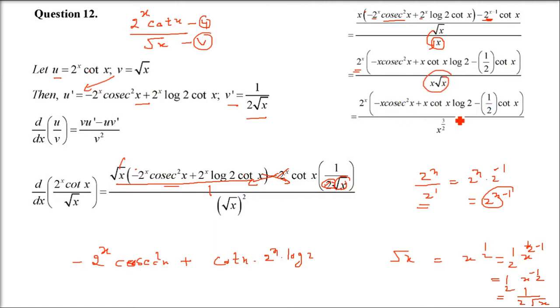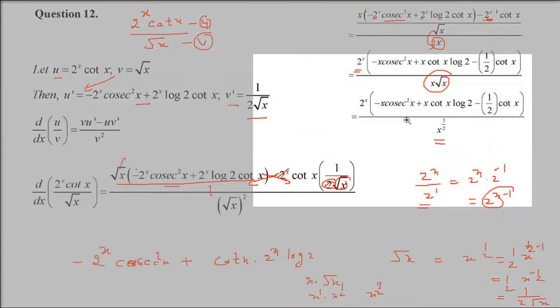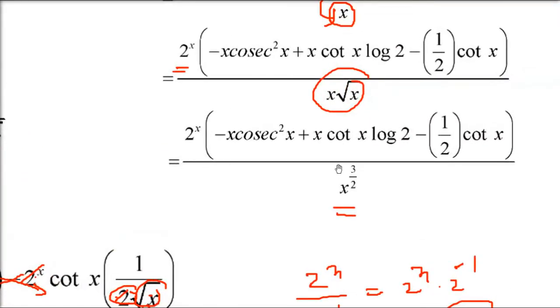This x root x can be written as x raised power 1 and x raised power half, and half and 1 will add, so x raised 3 by 2. This is your final answer.